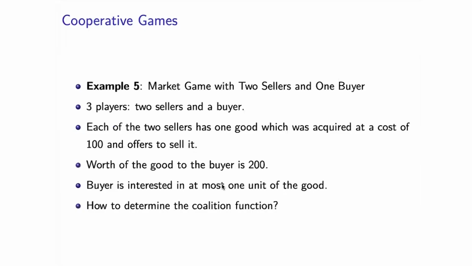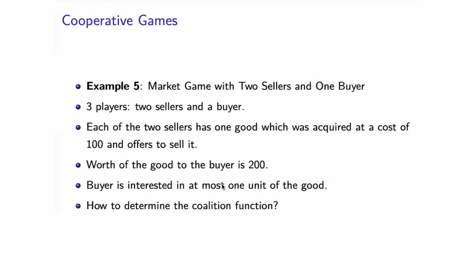All right, let's look at an example of a market game with more than 2 players. The previous example looked at the simplest case with one seller, one buyer. But now imagine that there are two sellers and one buyer. That means we basically have three players. Players one and two would be the two sellers, and player three would be the buyer. Each of the sellers, imagine, has one good which was acquired at a cost of 100, and the sellers are interested in potentially selling it. That means that they will sell it if they receive an amount more than 100.